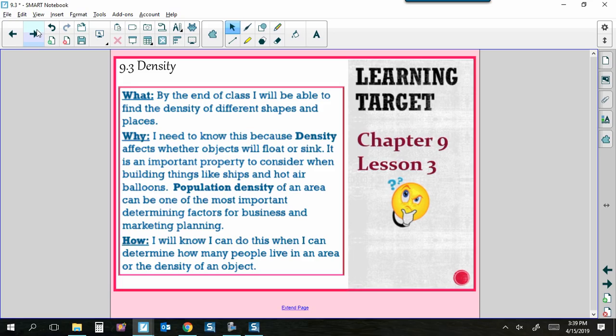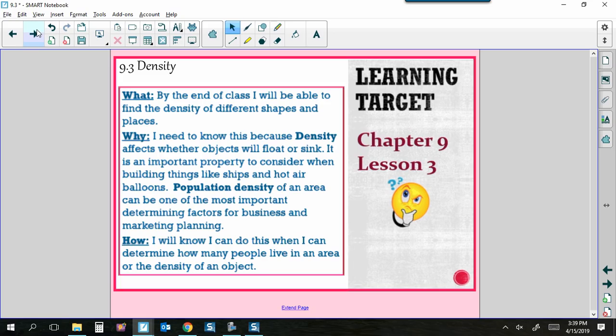It is an important property to consider when building things like ships or hot air balloons because they both need to float. So our naval fleet better know their density properties. And then population density of an area can be one of the most important determining factors for business and marketing planning. So those of you who are taking marketing, you might want to understand population density if you're interested in opening your own business someday.